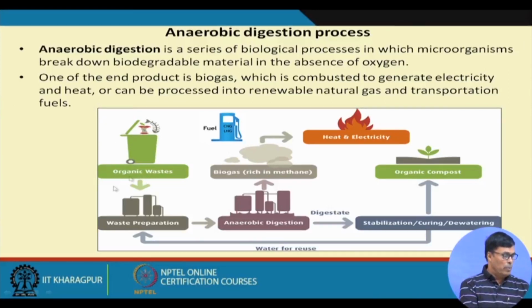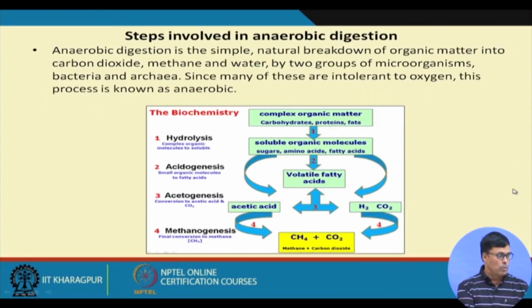So, this is the organic waste. Then we do the organic pretreatment, then we pass it through the anaerobic digestion process, and we get the biogas. It can be used for heat and electricity generation, and the digested material can be used as an organic fertilizer, and this water you can recycle back to the system. So, this is the process largely applicable throughout the world.